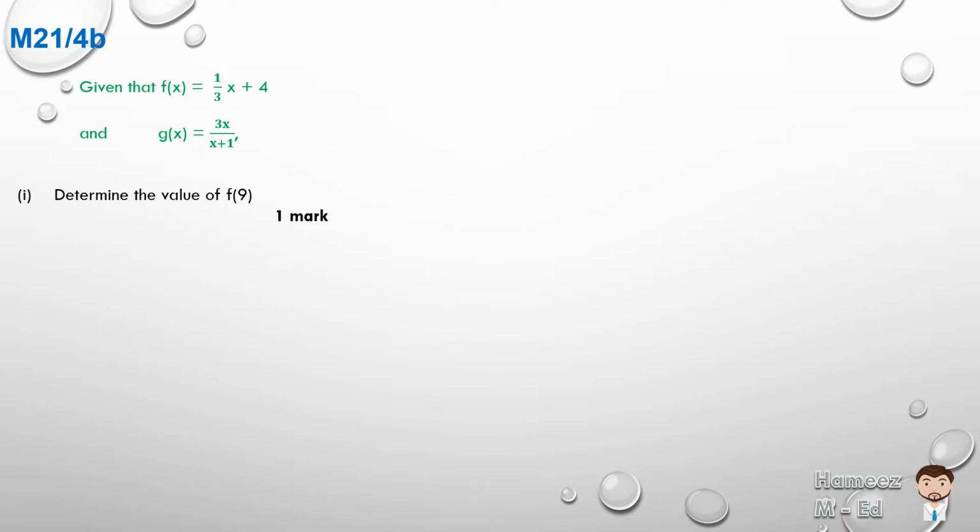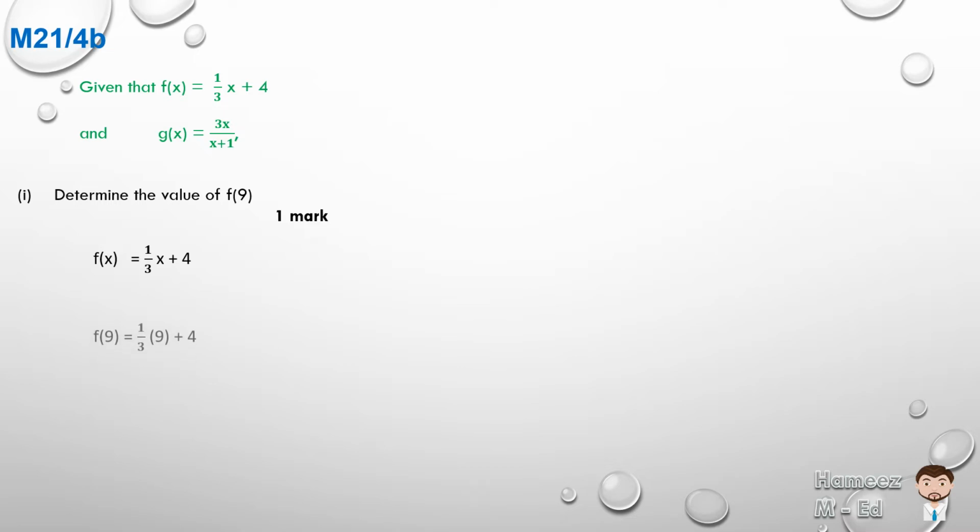So what is that asking us? It's reminding us that we have a function. So let's write down the function that we have. f of x is equal to 1/3 x plus 4. And they want to know the value that this works out to be when x is equal to 9. So let's substitute x is equal to 9 into the equation.